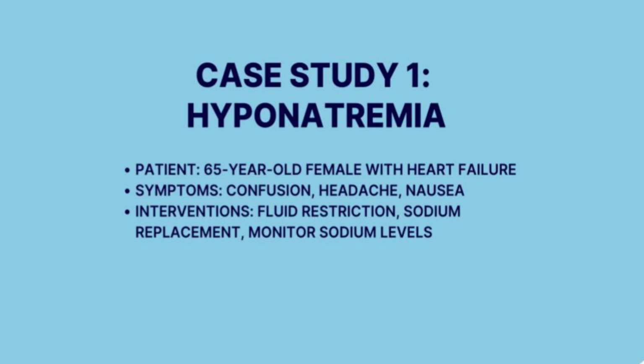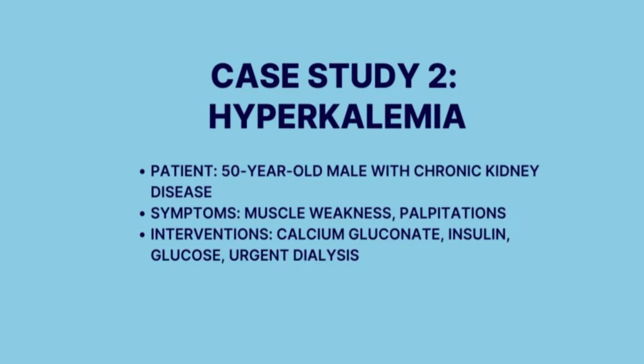Case study 2, hyperkalemia. A 50-year-old male with chronic kidney disease presents with muscle weakness and palpitations. His potassium level is 6.5 mEq/L. Assessment: history of chronic kidney disease and missed dialysis sessions. Interventions: administer calcium gluconate, insulin, glucose, and arrange for urgent dialysis. Outcome: potassium levels decrease and cardiac rhythm stabilizes.